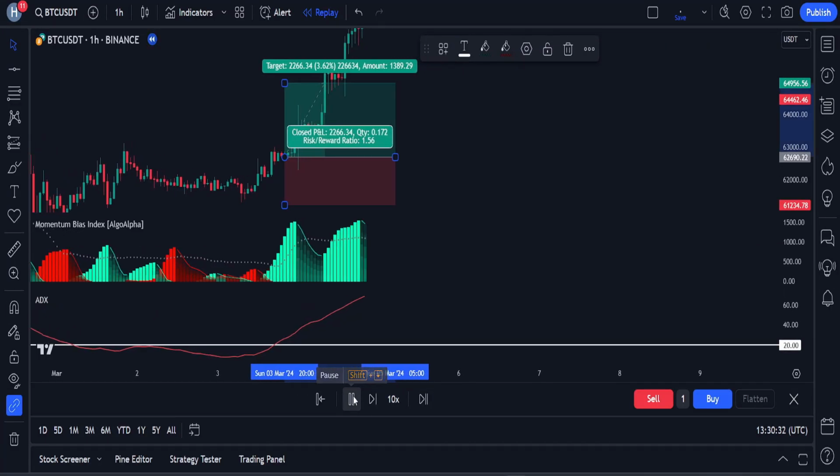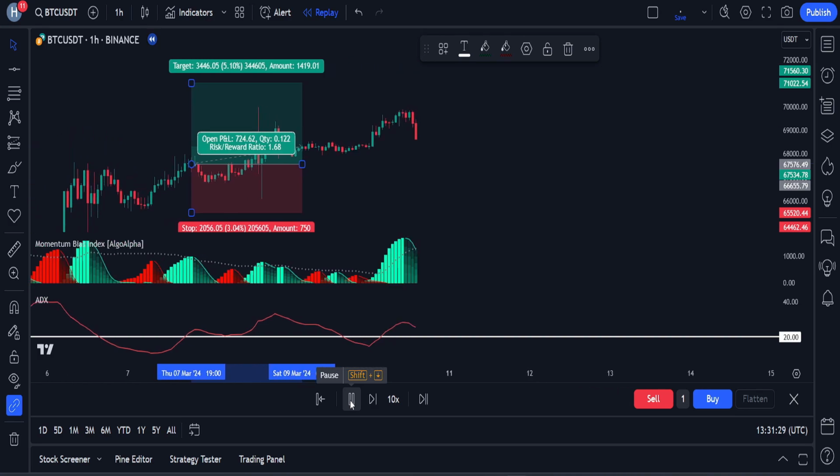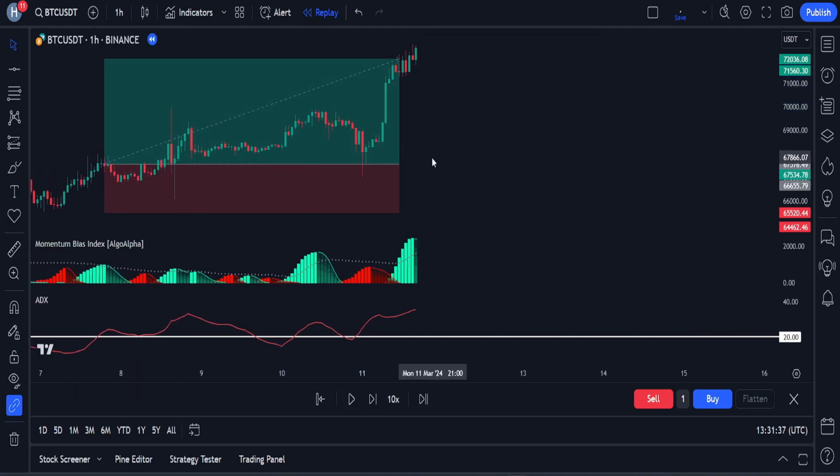The momentum in a trading market is very important. But how would you identify market momentum to ensure that you're only going to be trading with the direction of the trend?